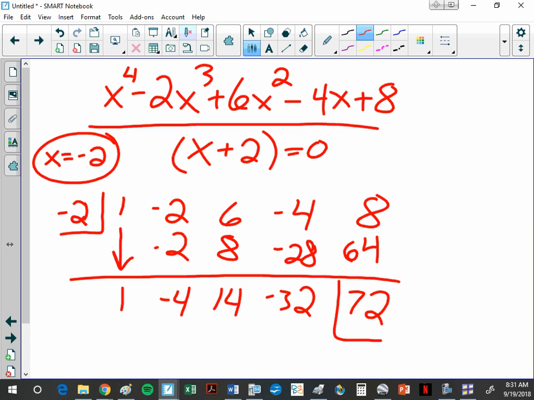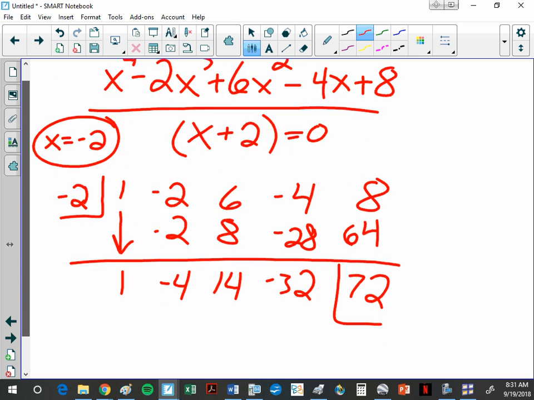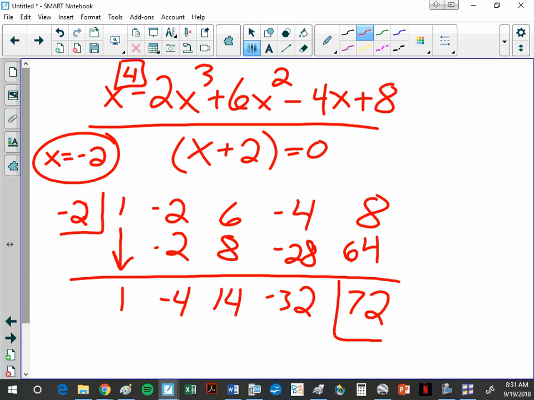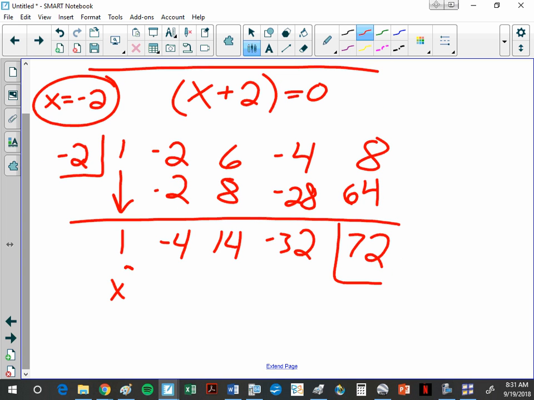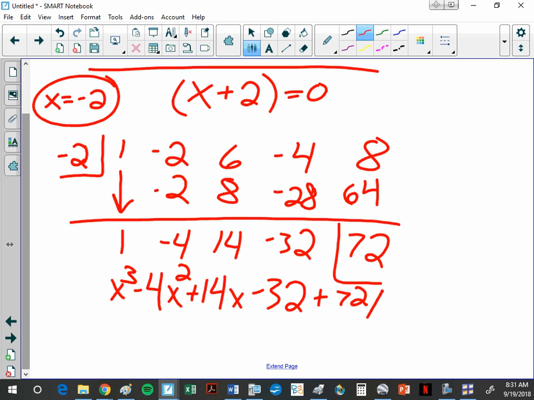Okay, so what's the answer? Well, the original equation was an x to the fourth, so the new equation, the answer equation, is an x to the third. So 1x to the third minus 4x squared plus 14x minus 32 plus the remainder, 72 divided by x plus 2. Does that make sense?